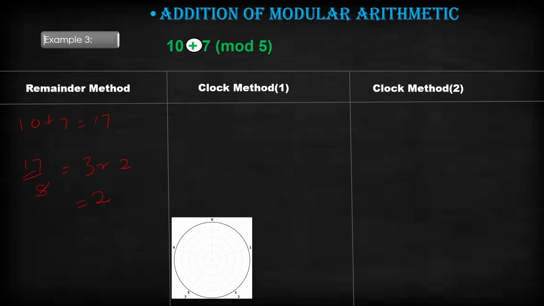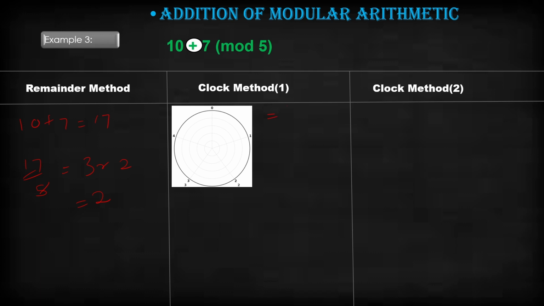Then for clock method 1, we're going to have our answer: addition, 10 plus 7 is 17. Going around the clock, it's going to be 5, 10, 15, remainder 2. So it's going to stop on 2.